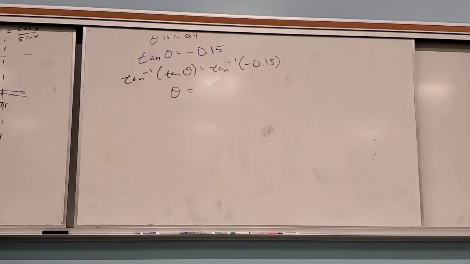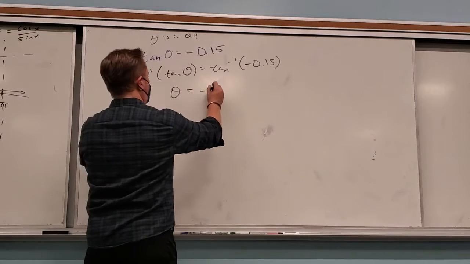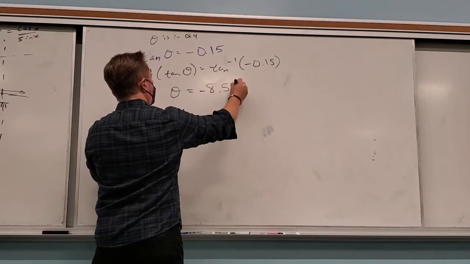I think we all should still be in degrees. So the problem will tell you if it wants radians or degrees. So if I do inverse tangent of negative 0.15, I get, oh, am I in radians? No, I'm in degrees, okay, good. That's right, negative 8.53 degrees.